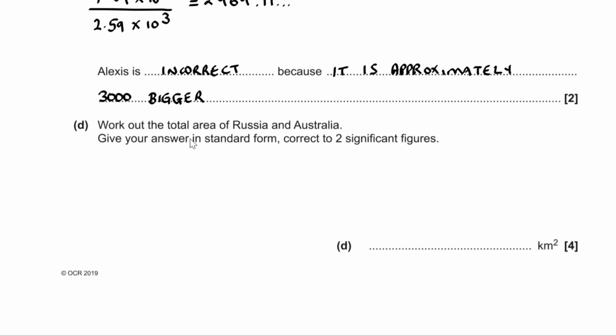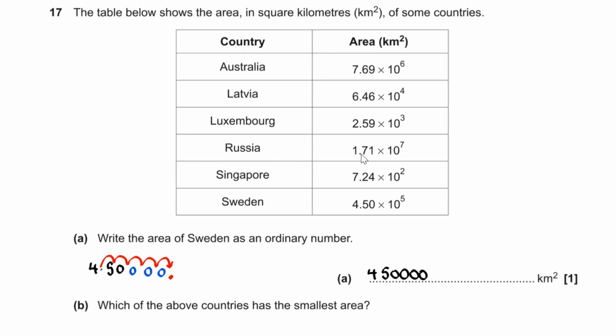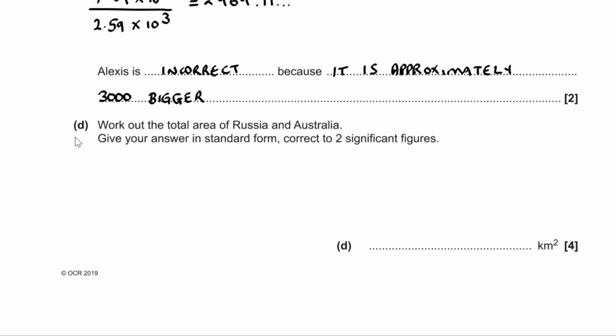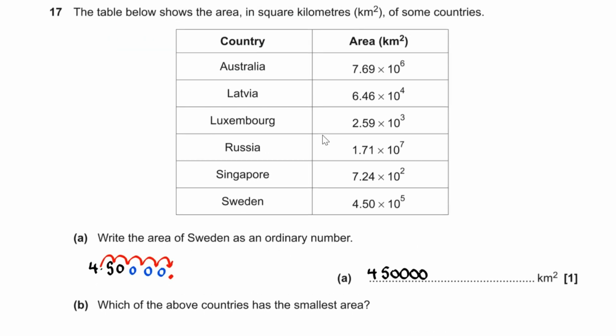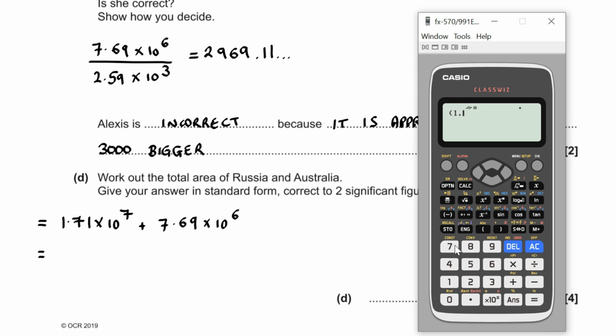And now for part D, we have to work out the total area of Russia and Australia. Give your answer in standard form, correct to two significant figures. Well, if we take a look at Russia, we've got 1.71 times by 10 to the 7. And if we take a look at Australia, we've got 7.69 times by 10 to the power of 6. So adding these together, this will tell us the total area. So we have 1.71 times by 10 to the 7 plus 7.69 times 10 to the 6.